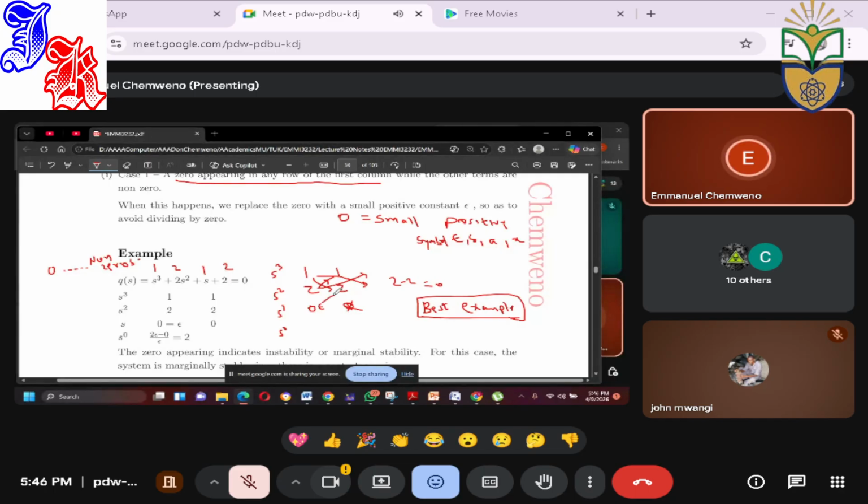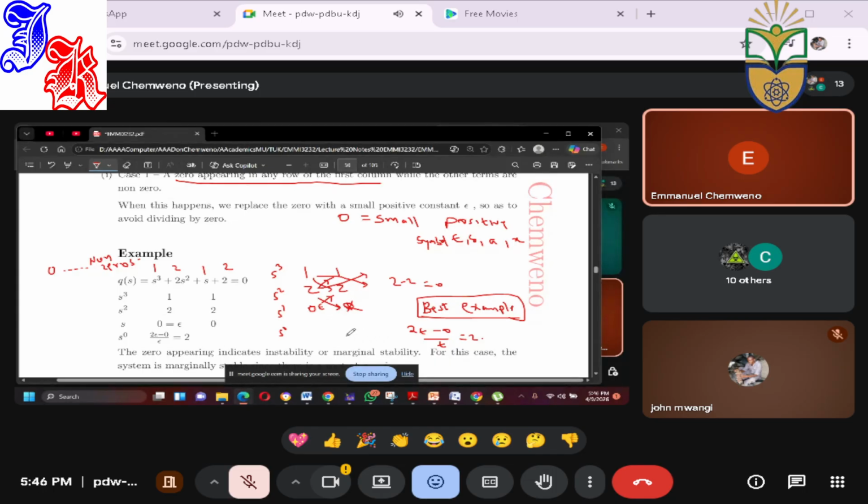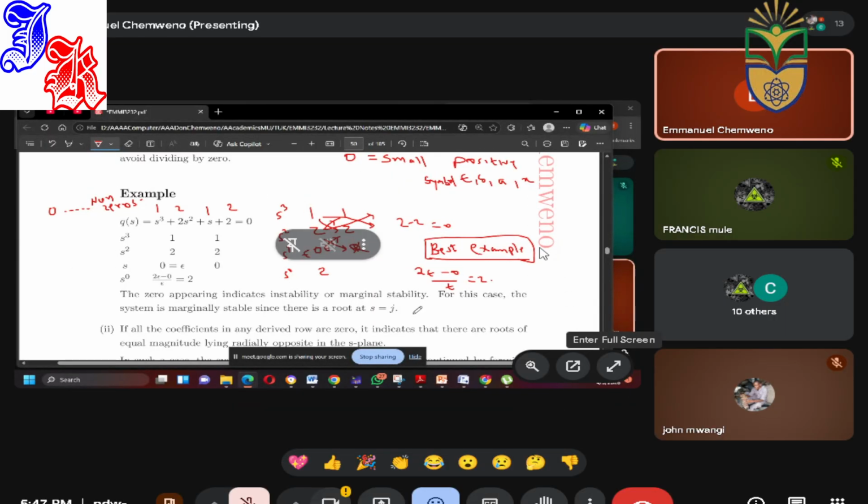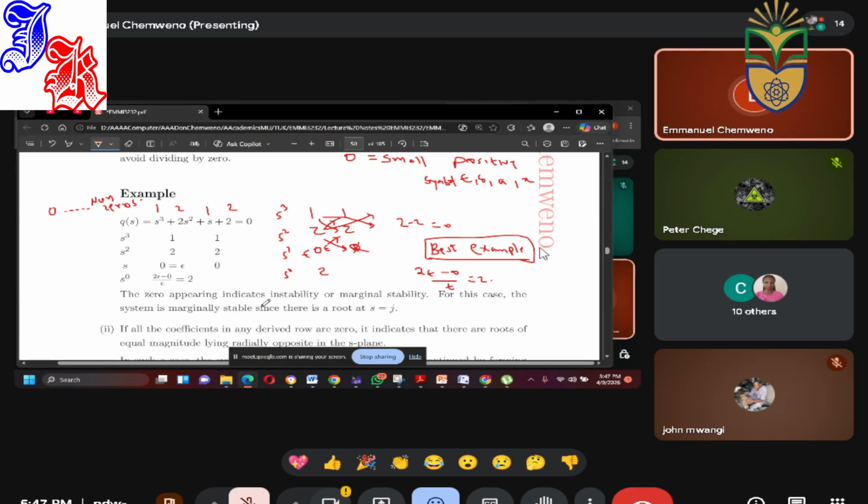So this becomes 2 epsilon minus 0 over epsilon. So it's 2 epsilon minus 0 over epsilon is equal to 2. So this epsilon is a small positive constant. So meaning positive, positive, positive, positive. No sign change. So a 0 indicates either instability or marginal stability.